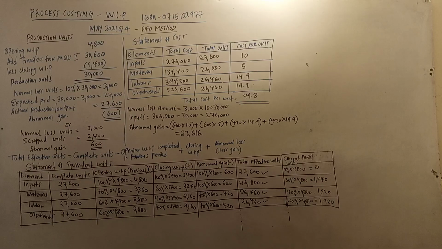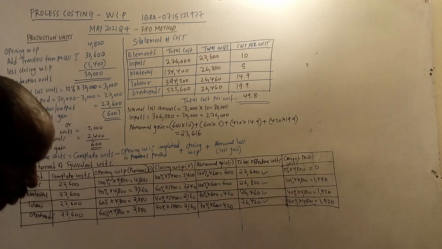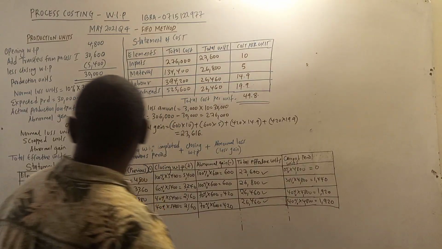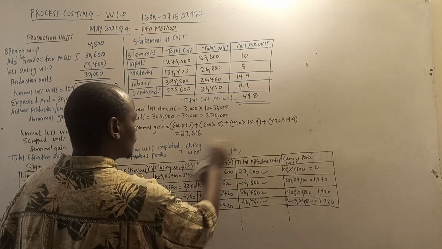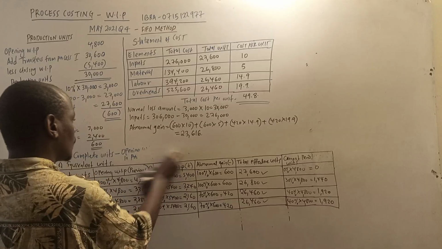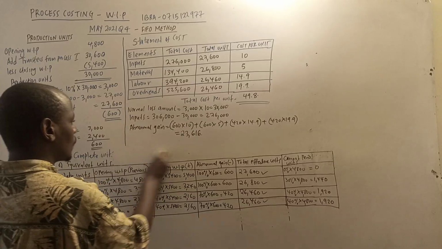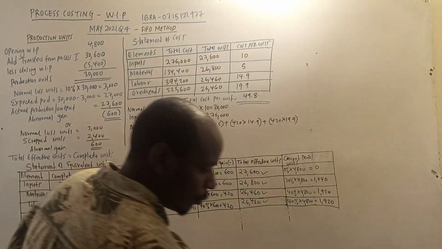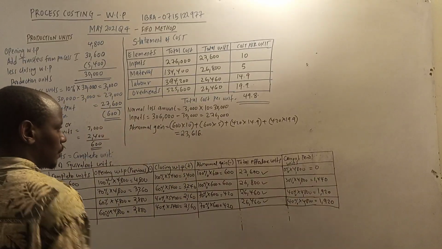What else are we remaining with at that point? Everyone is fine. Normal loss we have computed. Let's compute closing work in progress. So allow me to have this part.